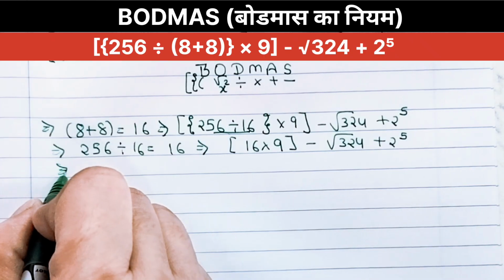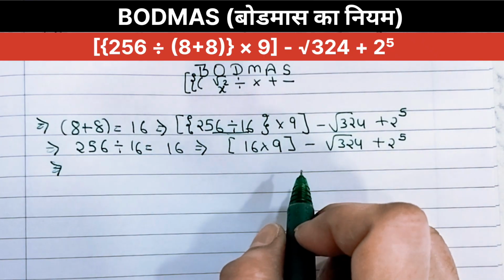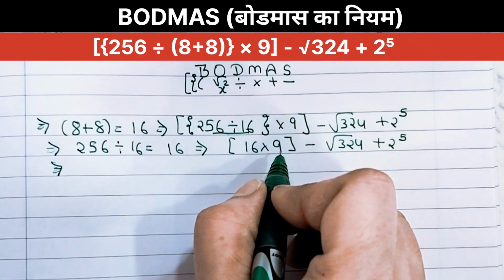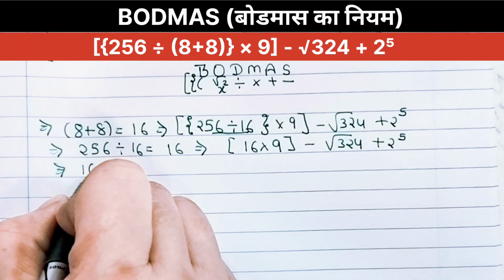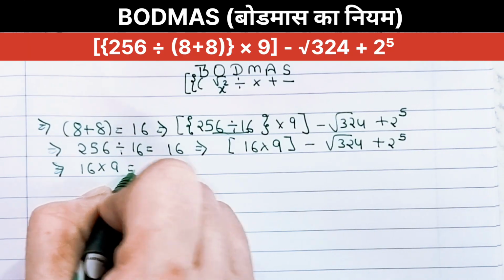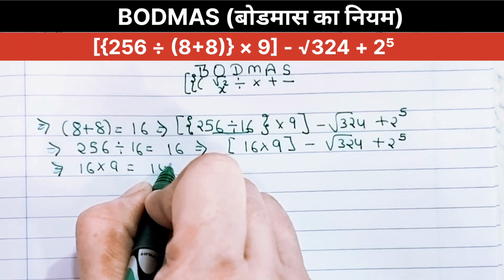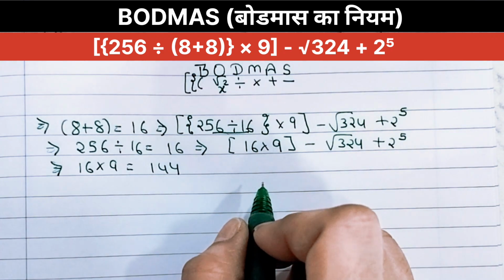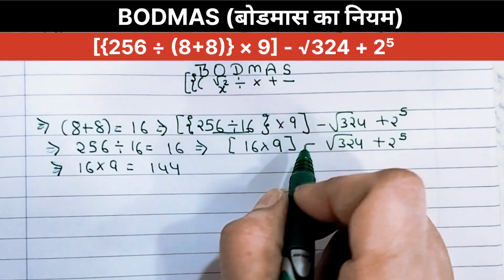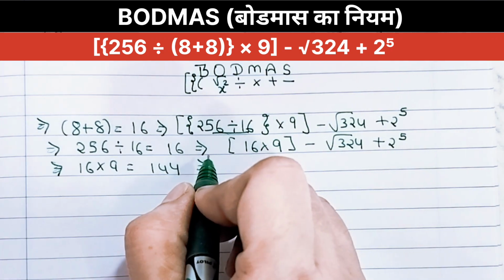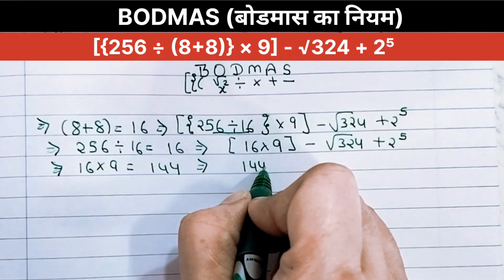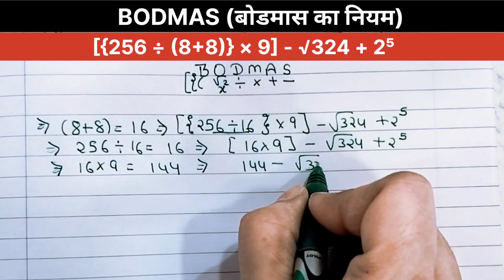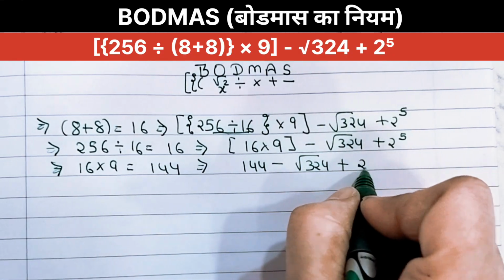Move to the next step. According to the next step, solve the square brackets. In the square brackets there is a multiplication. Just multiply the digits, and we get 144. According to this step, clear the final bracket group completely, the square bracket, which is the large bracket, and now the current expression becomes 144 minus root 324 plus 2 power 5.